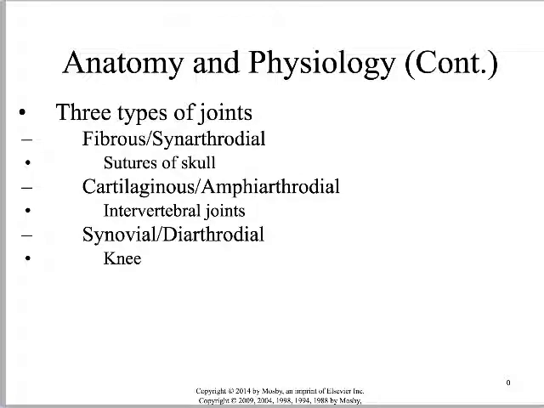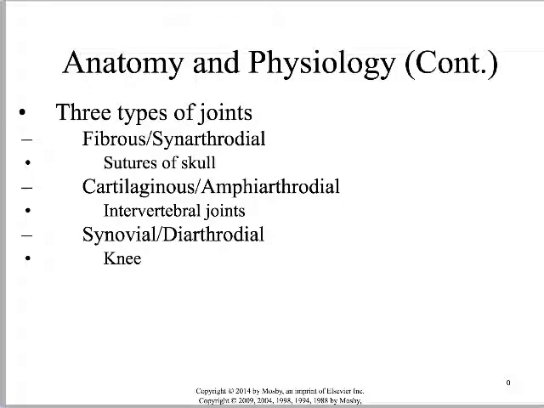Cartilaginous joints, or amphiarthroidal. If you're wondering how to imagine these, I think about things like amphibians. They're not quite land animals. They're not quite water animals. So amphiarthroidal means that it doesn't quite move, but it does move a little bit. So these are things like the intervertebral joints, right? So we can call those amphiarthroidal. They kind of move, right? Another example of an amphiarthroidal joint is things like the joints of the clavicle. Those are amphiarthroidal. They kind of move a little bit.